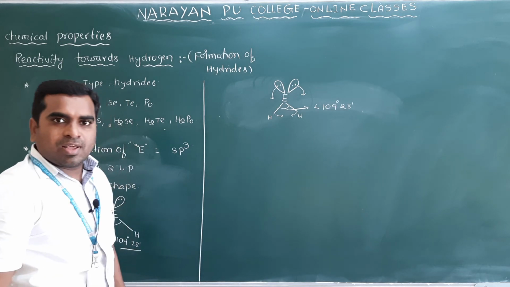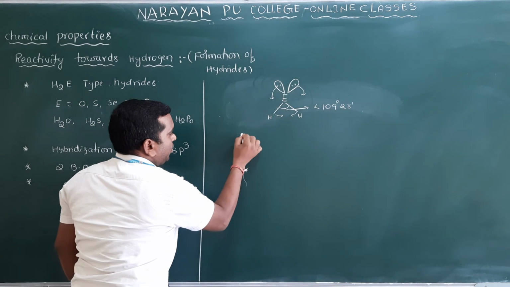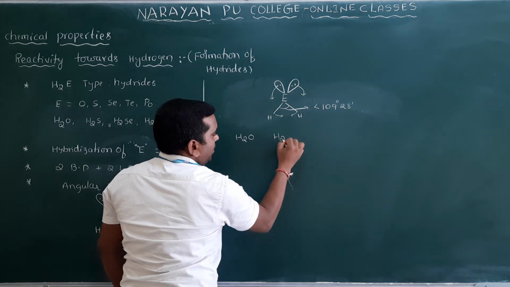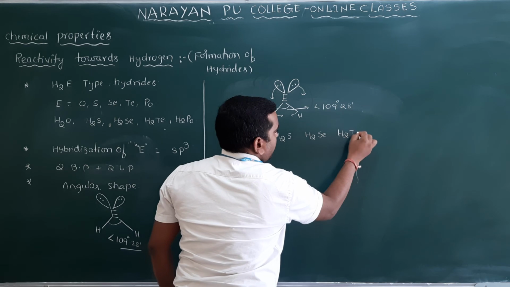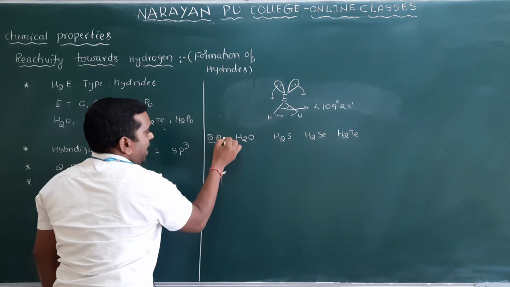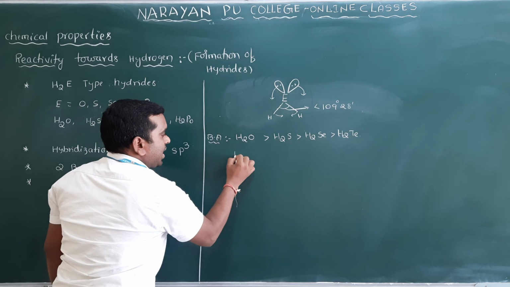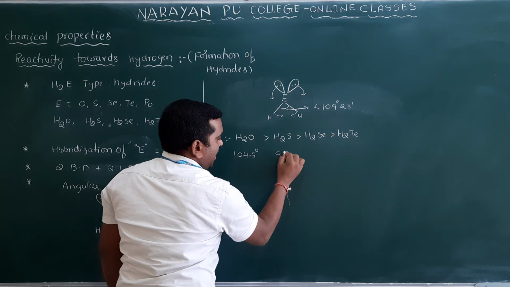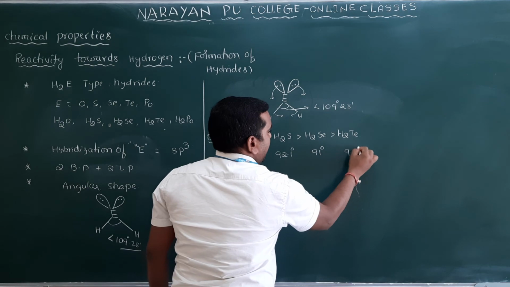Clear? If you take the water molecule, what is it? You already know, H2O. I will write first H2O, and here H2S, and take H2Se and H2Te. If you take the bond angle order here, what is the bond angle for the water molecule? 104.5 degree, and here 92.1 degree, and here 91 degree, and here 90 degree.